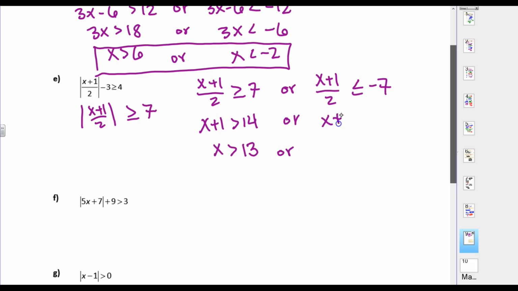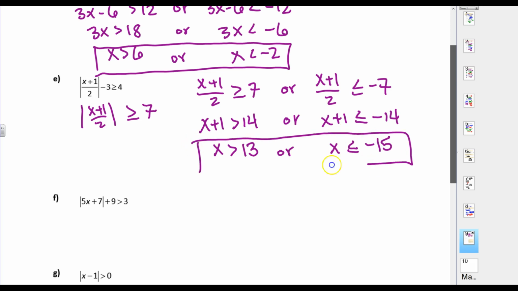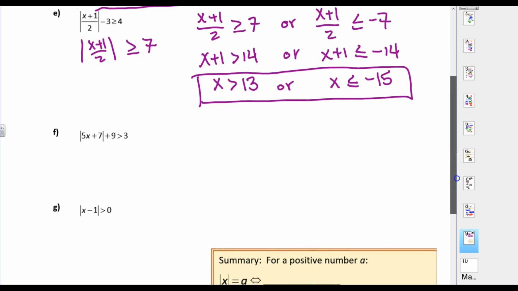Multiply by 2 to clear the fraction, so I get less than or equal to negative 14, and then subtract the 1 to get the x by itself. X is less than or equal to negative 15. So my final answer is this lovely OR equation: x is greater than 13, or x is less than or equal to negative 15.